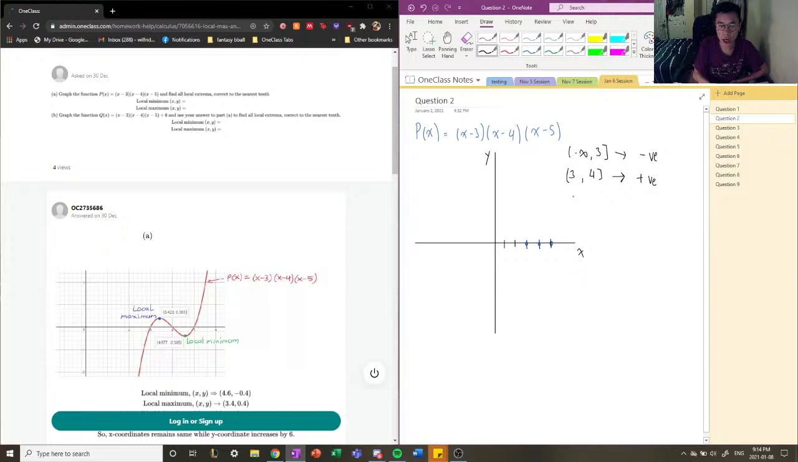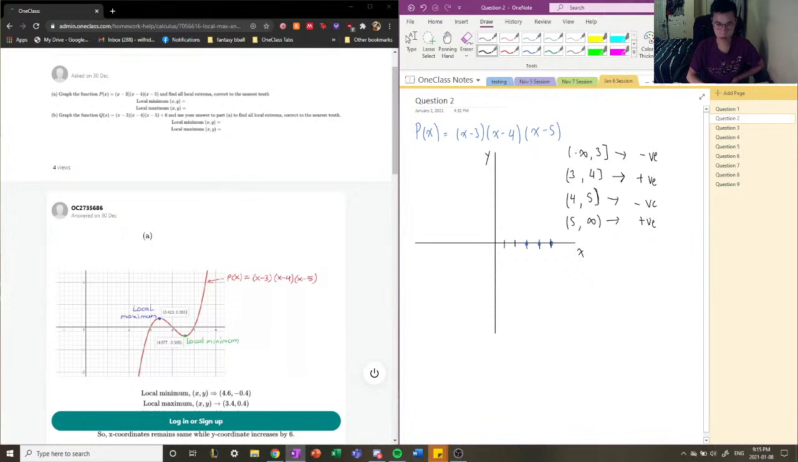And now we're going to test from 4 to 5, and finally from 5 and beyond. From 4 to 5, if we plug in 4.5, this is positive, that's negative, so we have a negative interval. And if we do the last one, if we plug in, let's say, 6: positive, positive, positive. So positive times positive times positive is just positive.